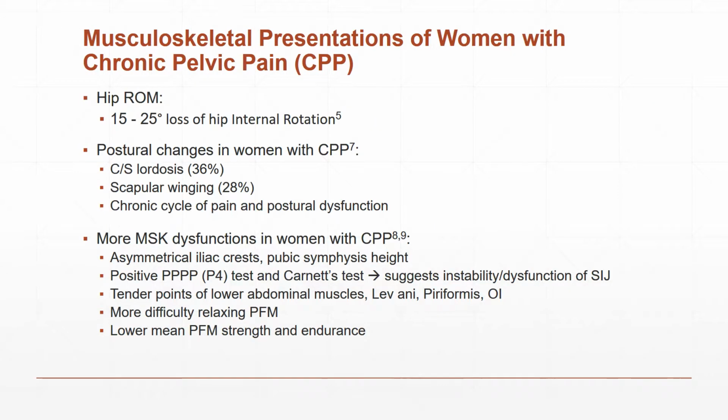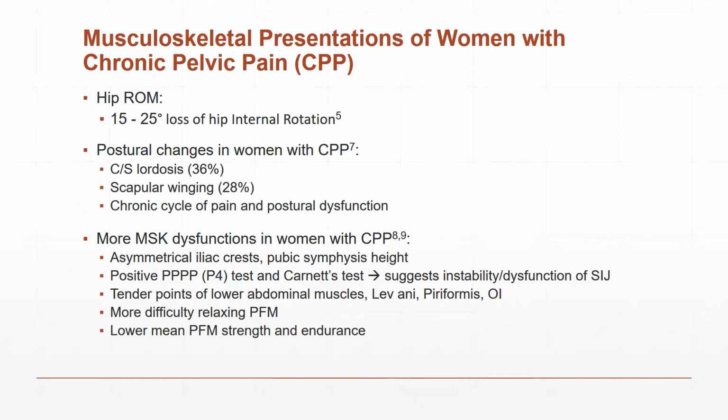And here are more musculoskeletal presentations. And again, like I said before, decreased hip internal rotation, as well as postural changes such as cervical spine lordosis, scapular winging. And these patients also might be in some type of chronic cycle of pain and postural dysfunction. And again, you don't really know what came first, the chicken or the egg. Are they in pain because of their poor posture, or are they displaying poor posture because of this chronic pain cycle?